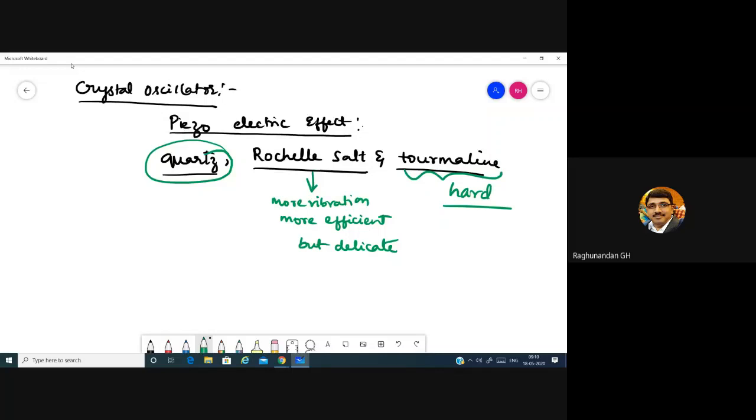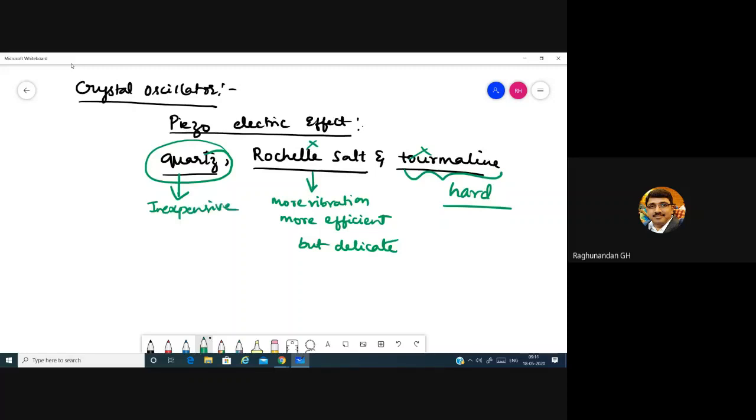But at the same time, we should not have too much hardness. Tourmaline is so hard that it is very difficult to get a proper vibration or a proper electrical signal from it. That's why we try to avoid using these two. But when we compare quartz with these two, it is inexpensive.